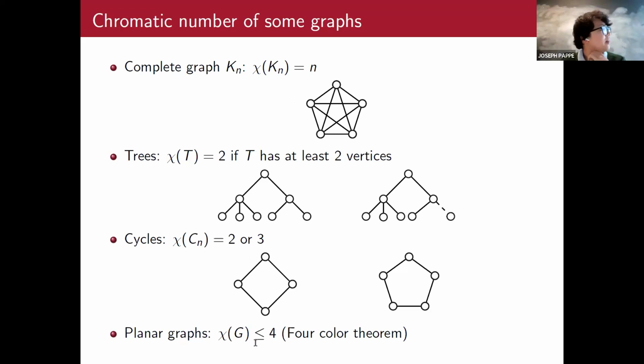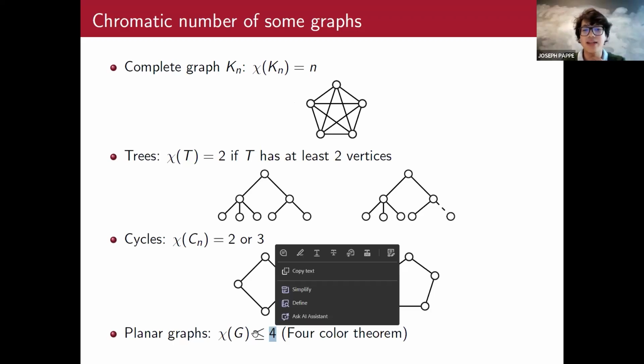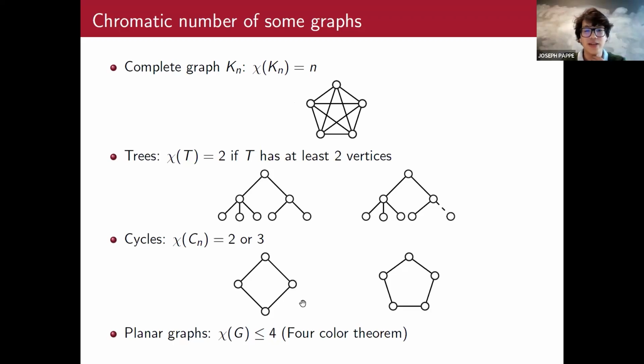So the four color theorem states that for any planar graph, we have an upper bound of four. Okay? But this is not necessarily what the chromatic number is equal to, it's just an upper bound, right? And it clearly can't be exactly the number, because trees are always planar and cycles are always planar, but they achieve a lower chromatic number.